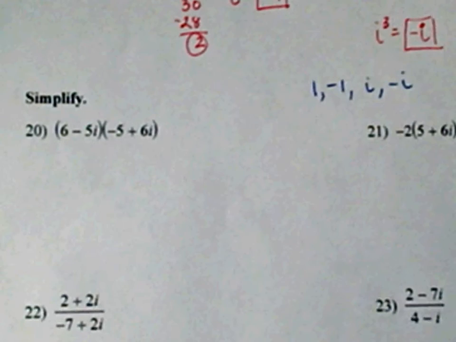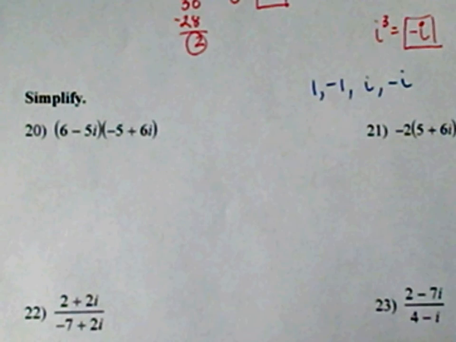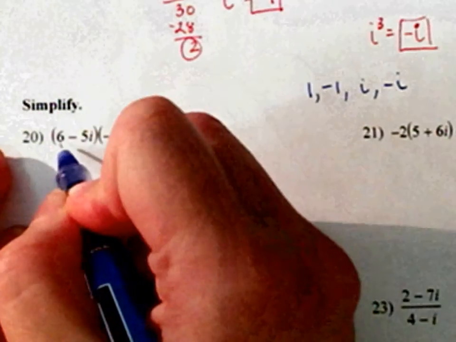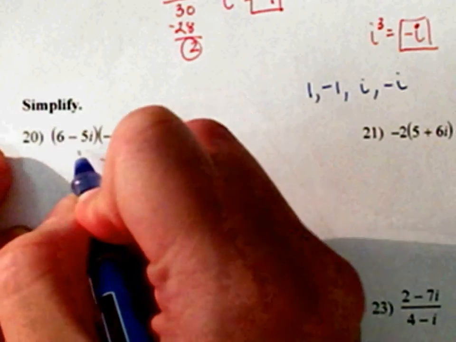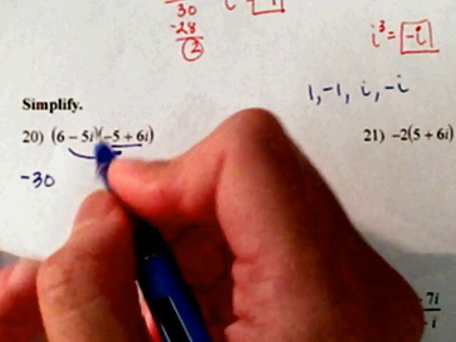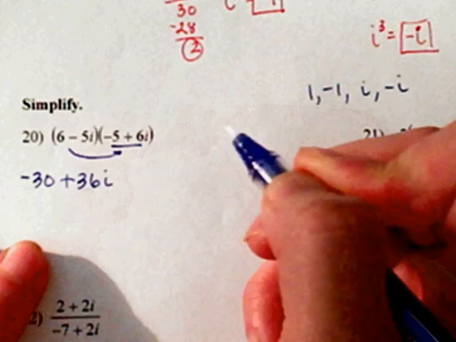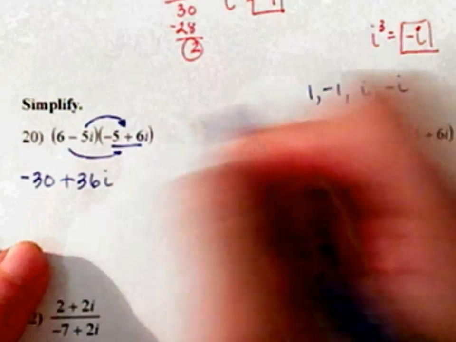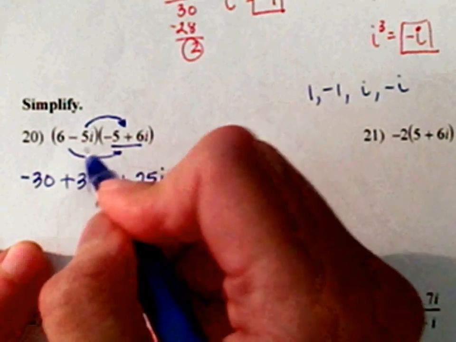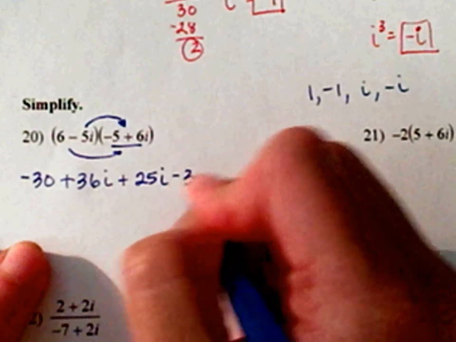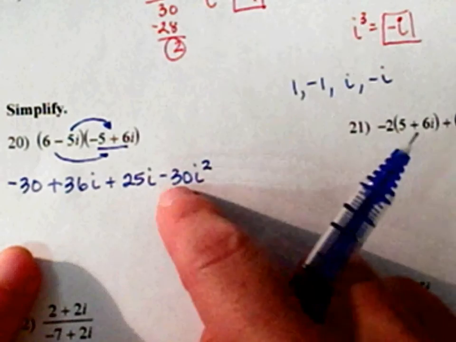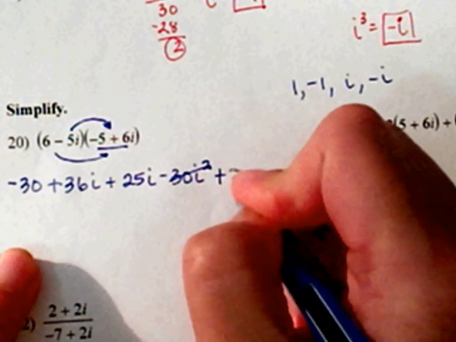You have binomials and you're going to multiply them together. Okay? I like my students to just multiply the first term times all of these, just like that. So 6 times negative 5 is negative 30. 6 times positive 6i is positive 36i. Then you take this one and multiply times all of them as well. Negative 5i times negative 5 is positive 25i. Negative 5i times 6i is negative 30i squared. Remember that an i squared is the same as negative 1. So what is negative 30 times negative 1? Makes that a positive 30.